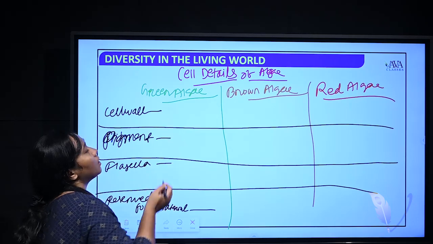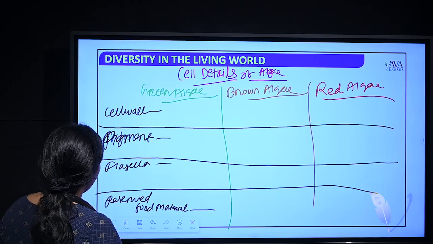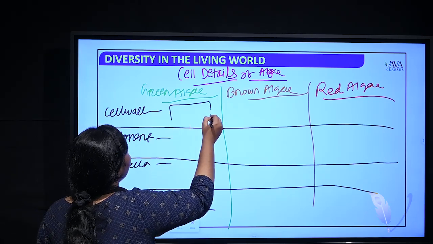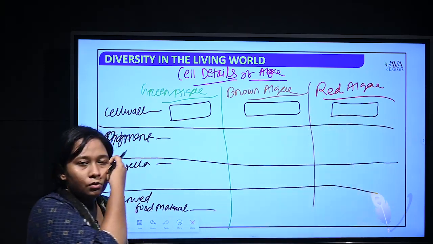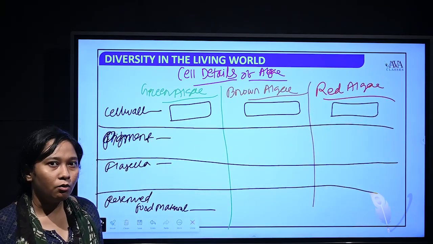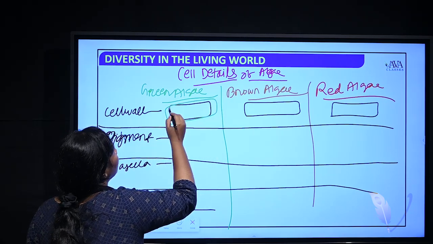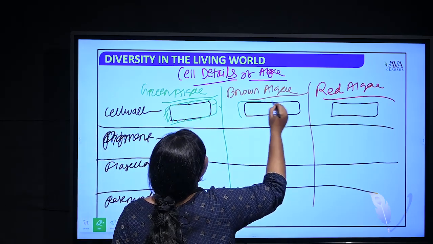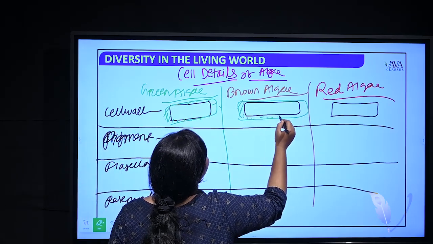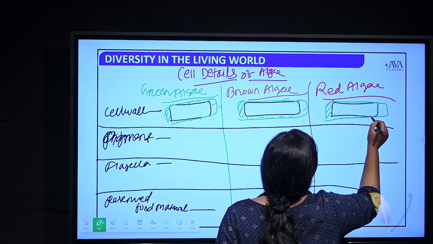For example, if you consider algae, green algae, brown algae, and red algae cells, they have a protective covering which is the cell wall, made up of cellulose. Here in brown algae, it also has cellulose. In red algae, it also has cellulose.